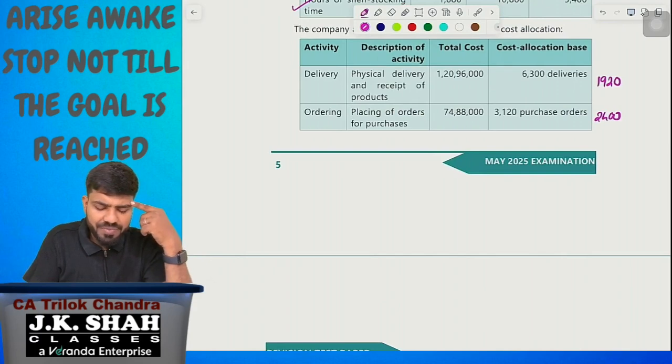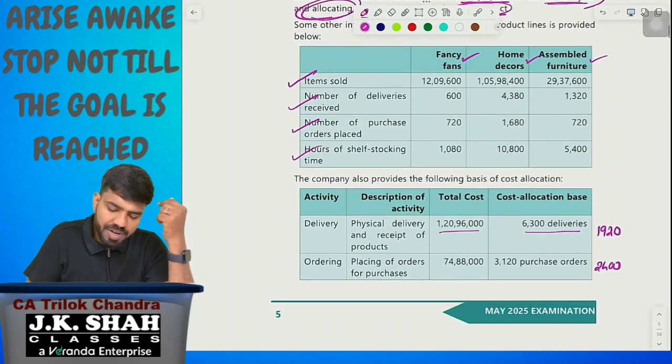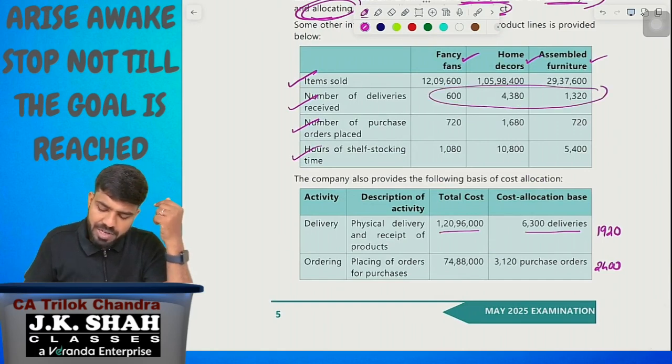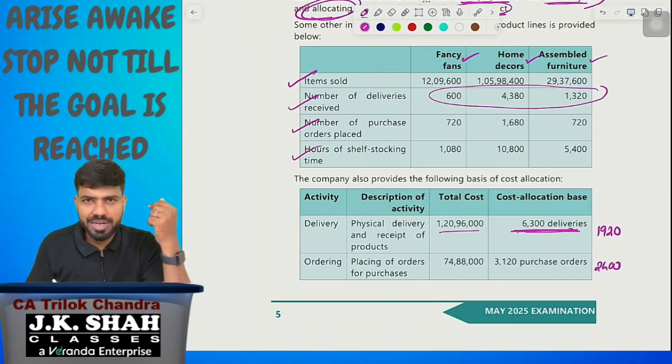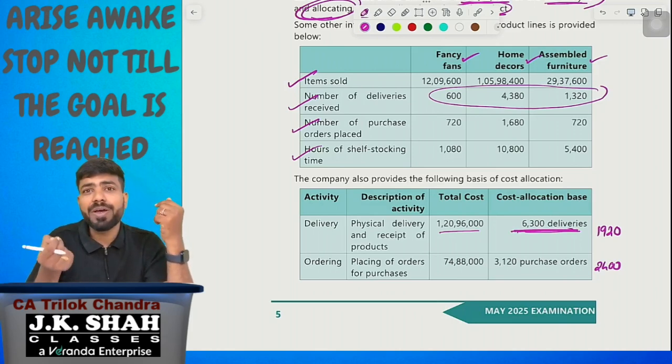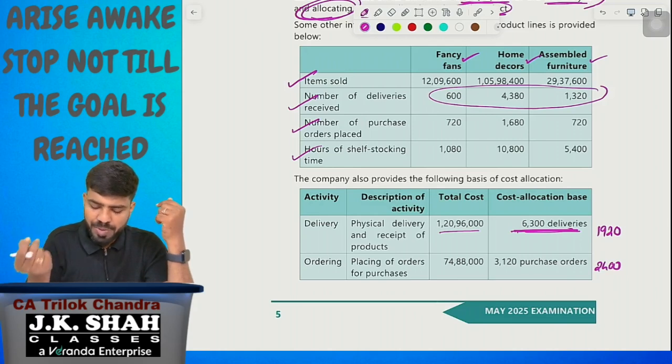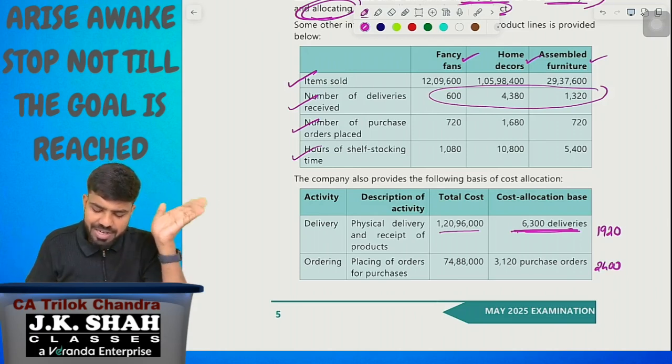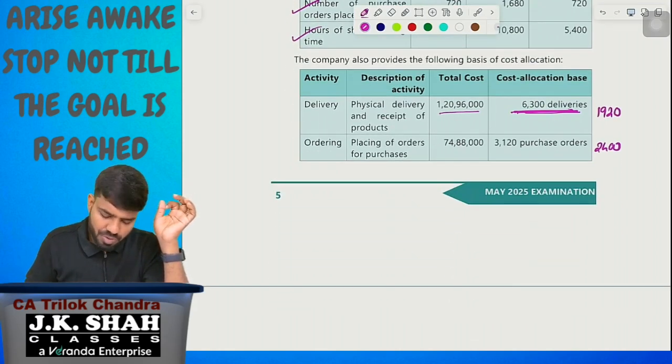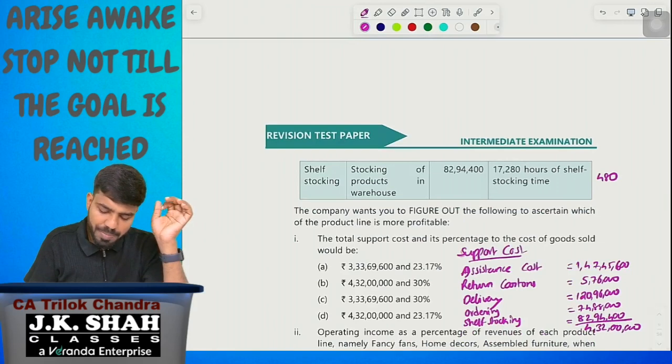Delivery, description of activity, physical delivery and receipt of product. Total cost is 1 crore 20 lakh 96,000. Cost allocation basis 6,300 deliveries. Look at here, number of deliveries given. If you make a total, it will be 6,300. So, we are calculating cost per delivery. Total cost 1 crore 20 lakh 96,000 divided by 6,300, 1,920. Like that, ordering cost per order is 2,400. Next, shelf stocking time is 480. This is the information given.